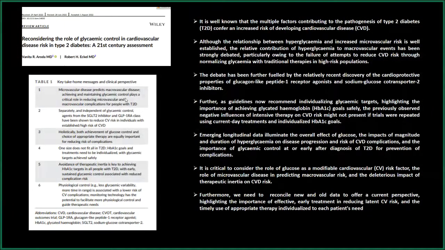Achieving and maintaining glycemic control plays a critical role in reducing microvascular complications. Separately and independently, glycemic control agents from the SGLT2 inhibitor and GLP-1 receptor agonist classes have been shown to reduce CV risk factors and risk in individuals. Both achievement of glucose control and choice of appropriate therapy are equally important for reducing risk of complications.